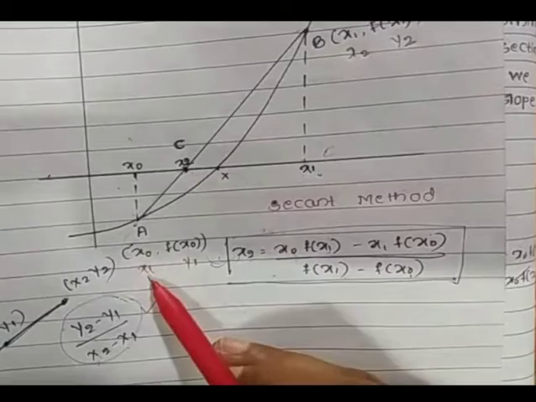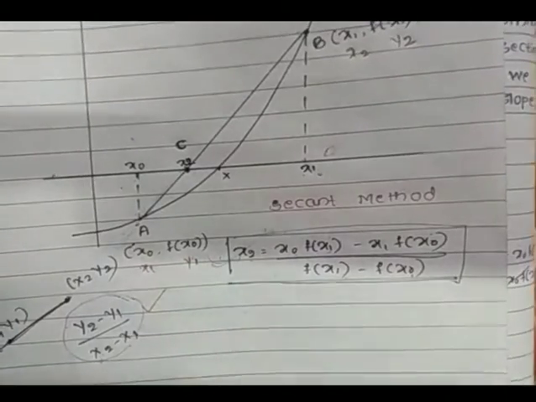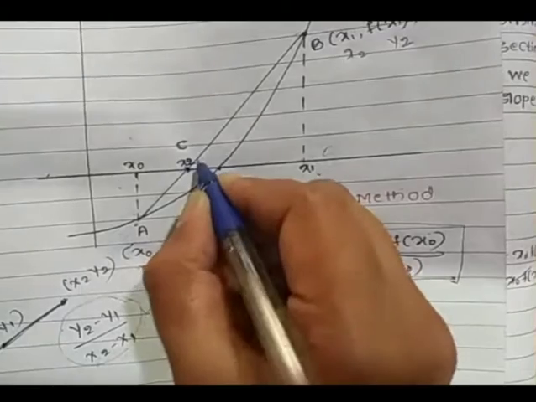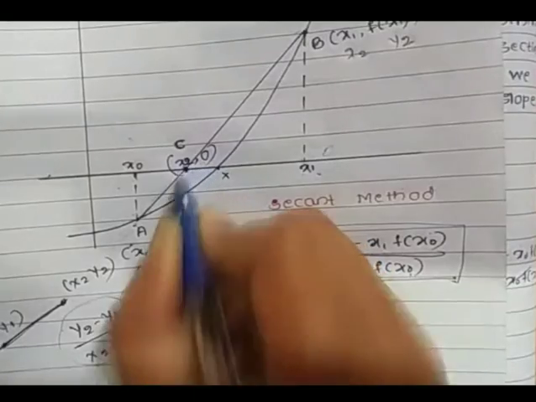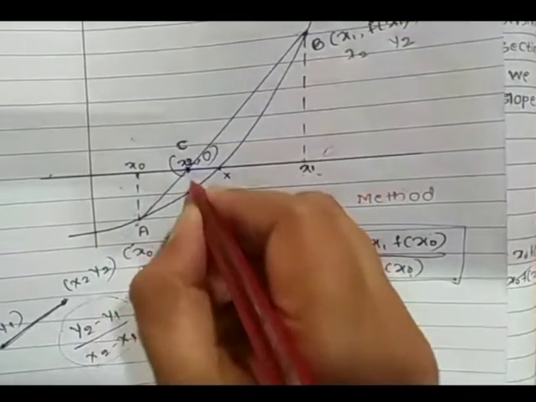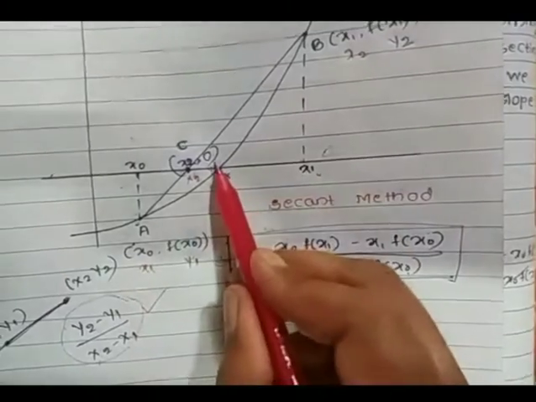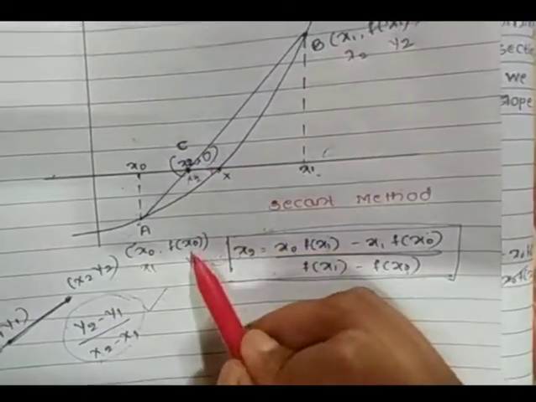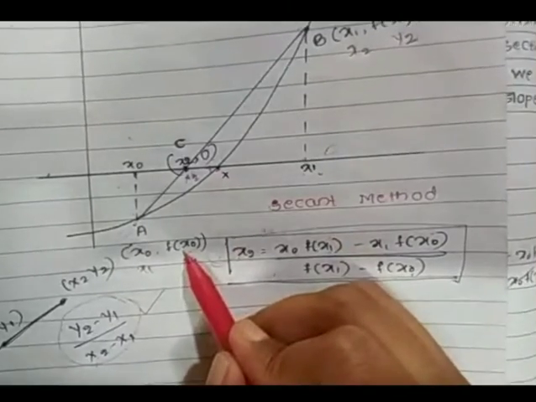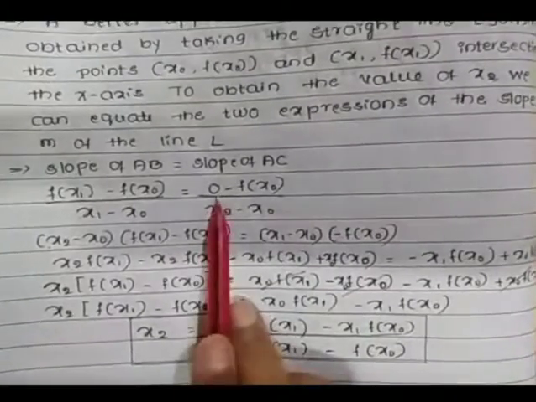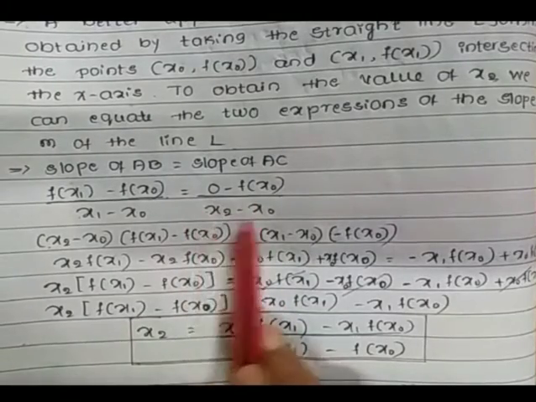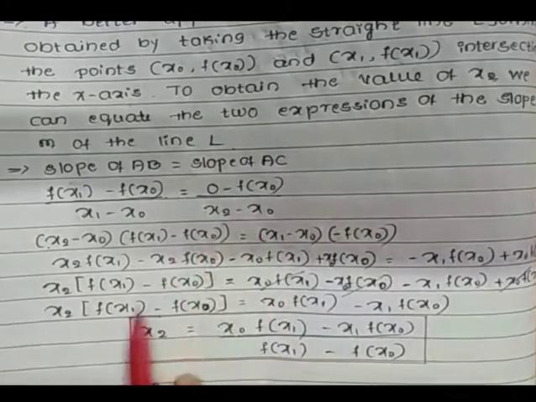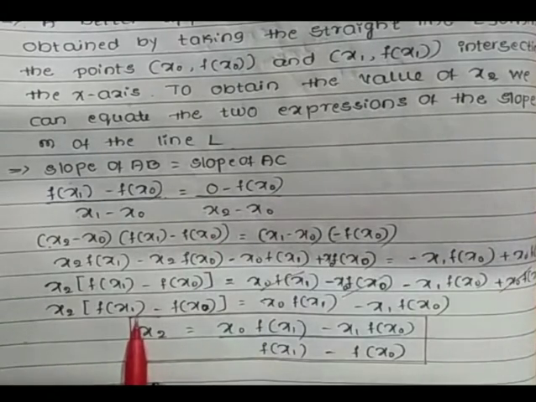Already the A point value we are considering as x1 y1. So consider the C point value. For the C point, this is x2 comma 0, because along the x axis the y value will be 0. Then you can consider this as x2 comma y2. So the y2 value is 0. So y2 minus y1 means 0 minus f of x naught divided by x2 minus x naught. So the slope of the AC line is 0 minus f of x naught divided by x2 minus x naught, the same concept as we used to derive the regula falsi method.